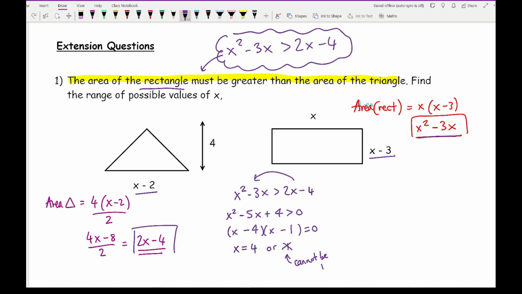So for this, if I draw my parabola, like I've done in the previous questions, here I've got 1 and I've got 4 as my possible answers, and I'm looking for values where it's greater than, so I'm either looking at this or this. But the problem is it can't equal this because x represents length, and that's going to head towards negative numbers. So the only possible answers it could be is where x is greater than 4. It can't equal 4 because then the area of the rectangle will be equal to the area of the triangle, so values of x must be greater than 4.